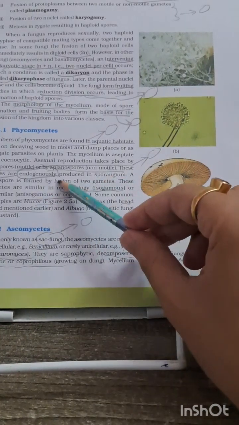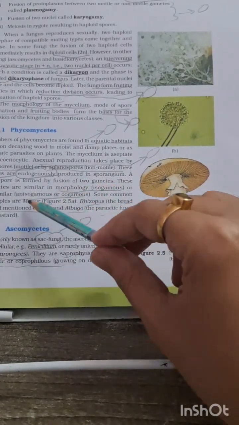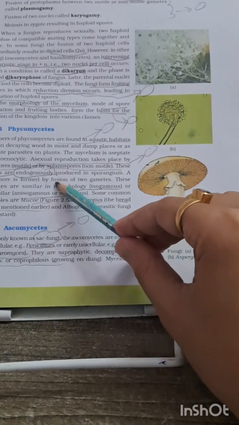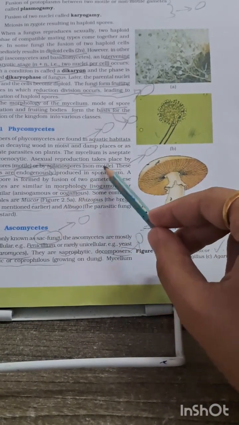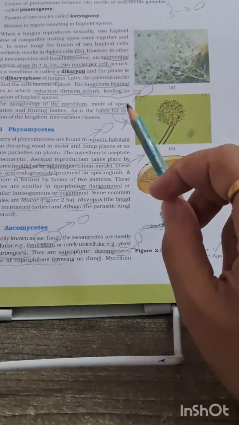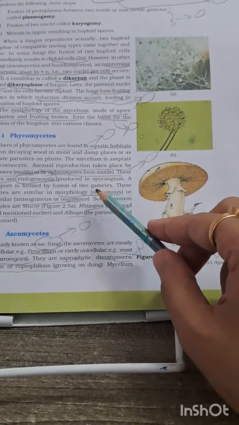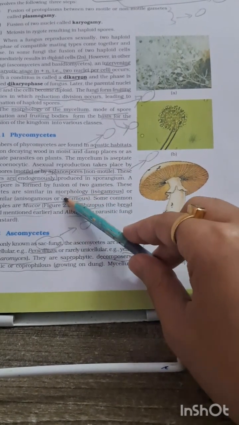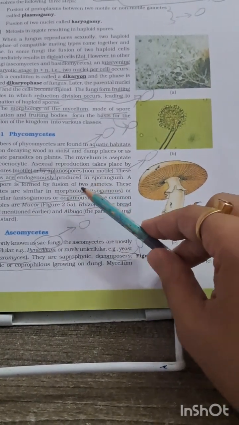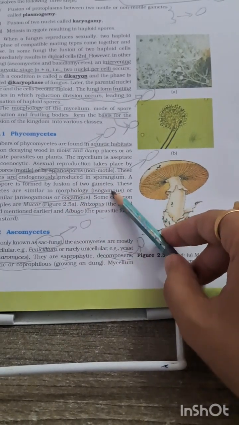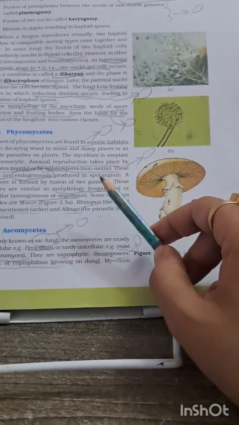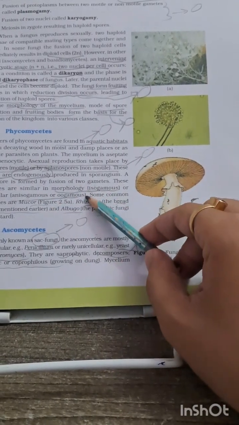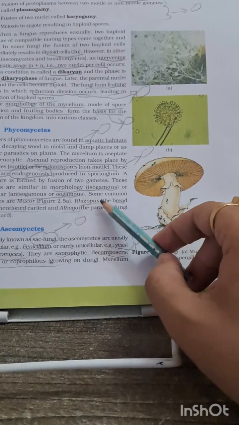A zygospore is formed by the fusion of two gametes. These gametes are similar. Zygospore is formed by fusion of two gametes, so N plus N, it is a diploid structure. You have to remember like that. You should not get confused, because it has been mentioned clearly in the NCERT. Now morphology: if similar, that is isogamous; if dissimilar, that is anisogamous or oogamous. And the examples you have to remember: Mucor, Rhizopus, Albugo, and Rhizopus is the bread mold.